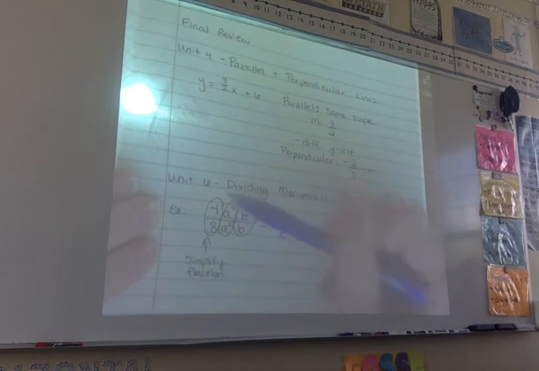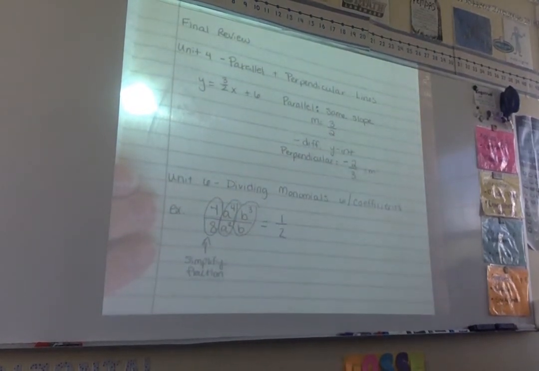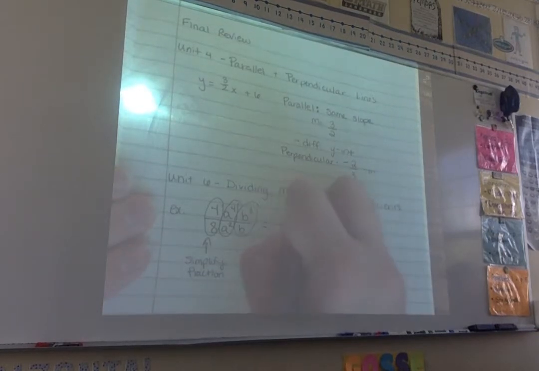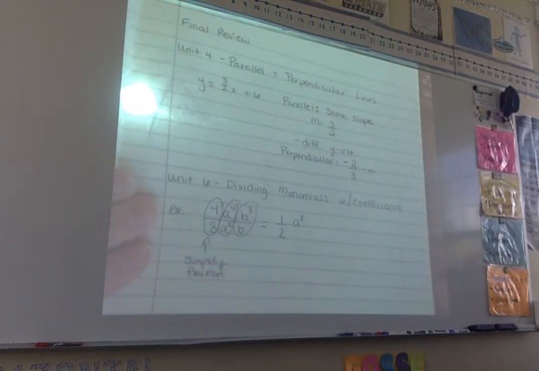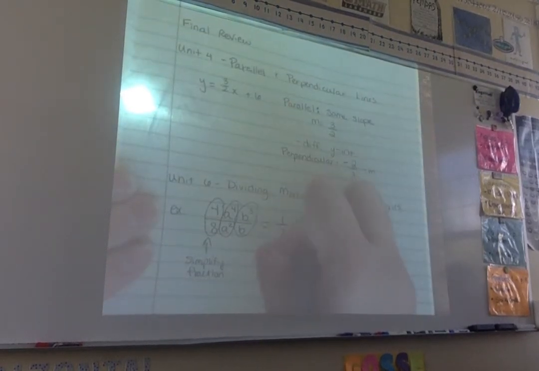Now, a to the 4th divided by a to the 2nd. What happens with those exponents again? You subtract them. So a to the 4th minus a squared, 4 minus 2 is 2. So I have 1/2 a squared. And how many b's am I going to have left? 2. I have also b squared.